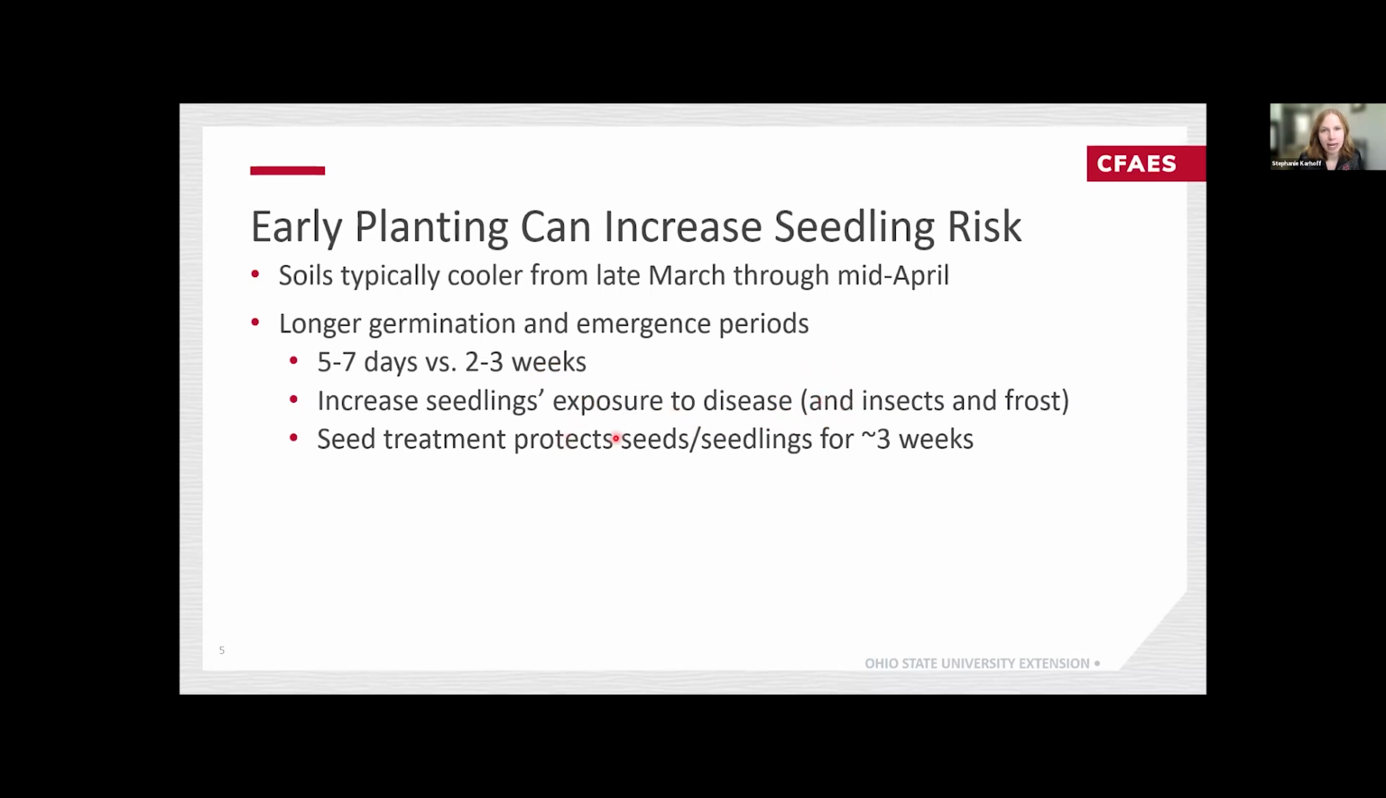And keep in mind, even with that seed treatment, we can have leaching, like Taylor saw in the Worcester location for soybean. But even without leaching, these seed treatments are typically only offering protection for about 3 weeks. So when we have those longer emergence periods, we're running the risk of losing that seed protection and just having more chances for problems to arise with seedling diseases.